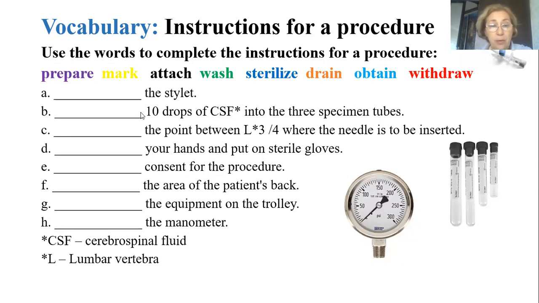Okay, so the next is the area of the patient's back. Abdul Yunus, please. Yes, F, right? The area of the patient's back. What should we do with the area of the patient's back? Yes, Yunus. Oh, it's sterilize. Sterilize. Yeah. I see. Okay.